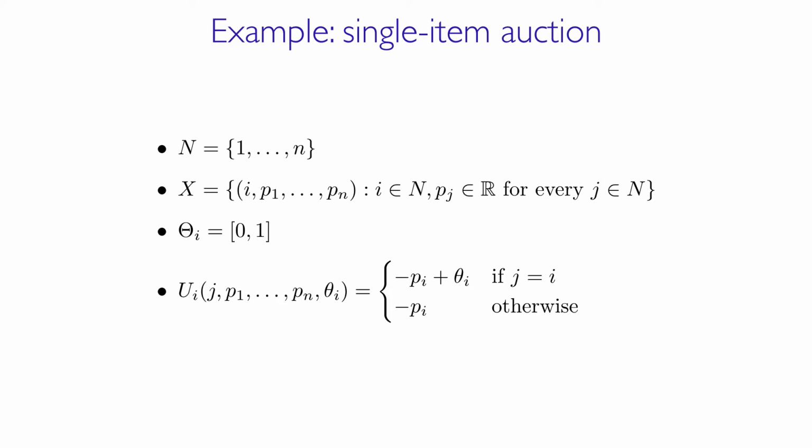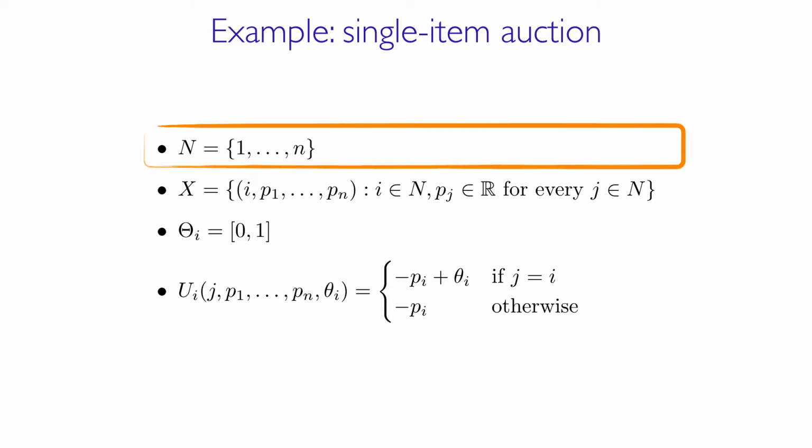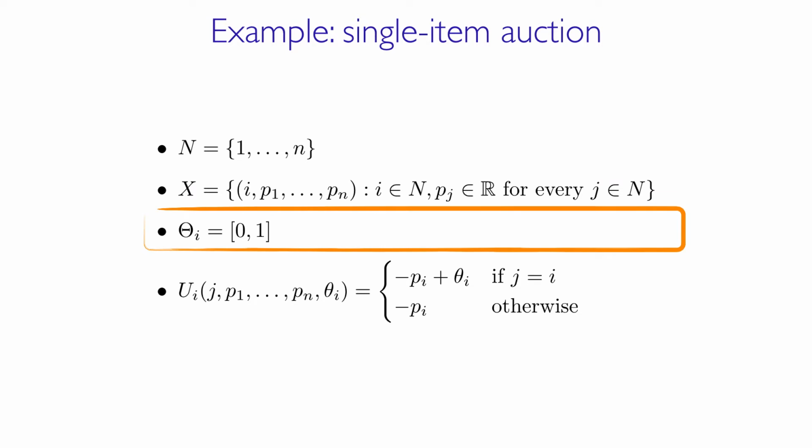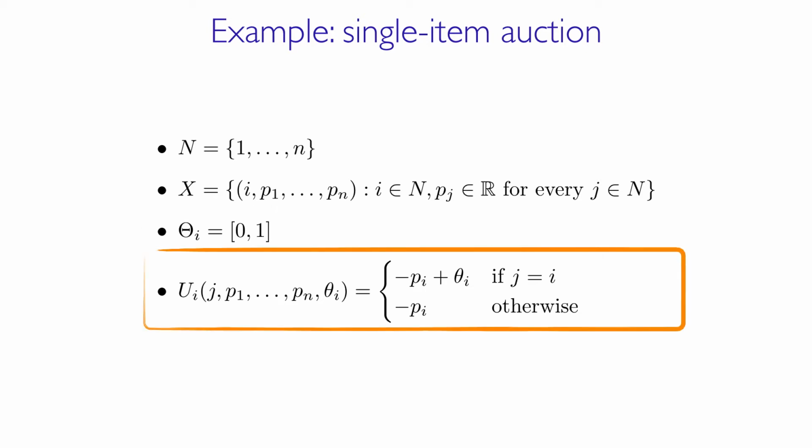Consider, for example, the single item auction. We have m players. Every outcome specifies the winner of the auction and the payment of every player. We recall that the type of every player is in the range [0, 1]. The valuation function of every player returns theta if the player is the winner and 0 otherwise. Thus, the utility function is theta minus the payment if the player is the winner and only minus the payment otherwise.